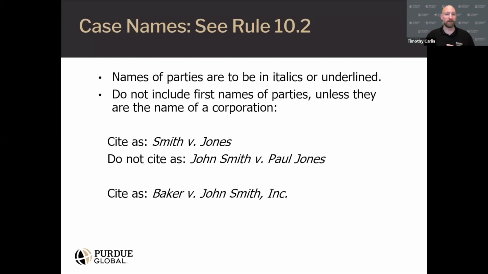10.2, we sort of talked about this before briefly, but you want to provide the party names italicized or underlined. Don't give first names unless it's the name of a corporation. You see John Smith Inc. as opposed to just Smith v. Jones or Baker v. John Smith Inc. Those are the only times you're actually going to be including the first names, if it's a corporation. Otherwise, last names only. Think of Brown v. Board of Education. Brown, that was the last name.